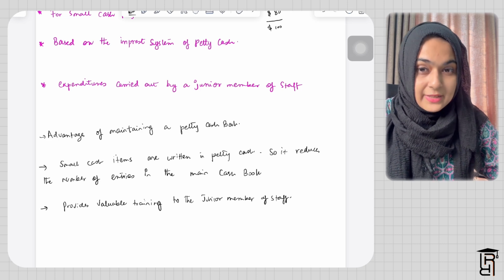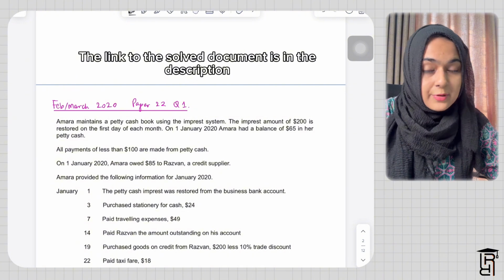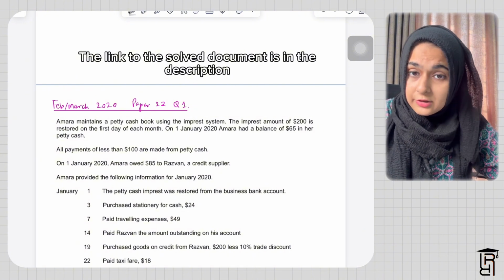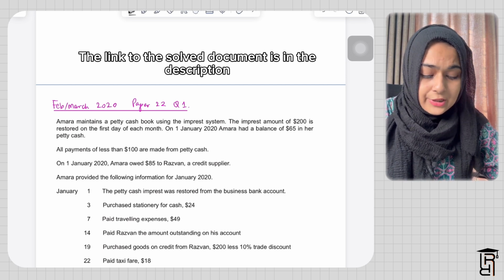Today's topic is petty cash books and we're trying to solve a question from the past papers. This question is from February March 2020. This was paper 2 variant 2. This was an Indian variant of the exam and it's question number 1.